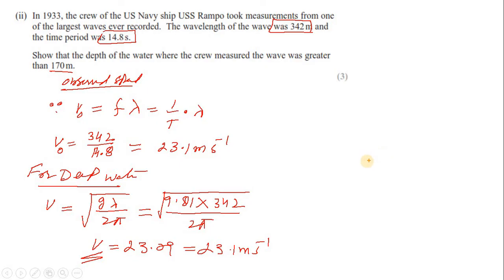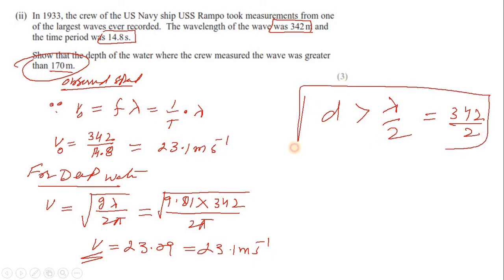So you can say that the crew was in deep water, because for deep water, d should be greater than lambda by 2. Lambda is 342, so 342 divided by 2, which is 171, of course greater than 170. So that's how you can say that indeed the crew was in deep water. So the depth should be greater than 170.